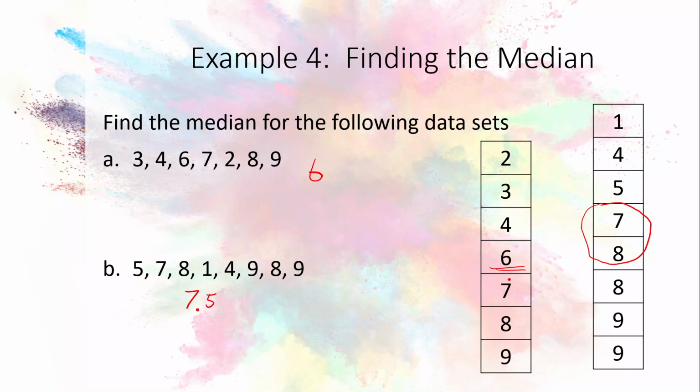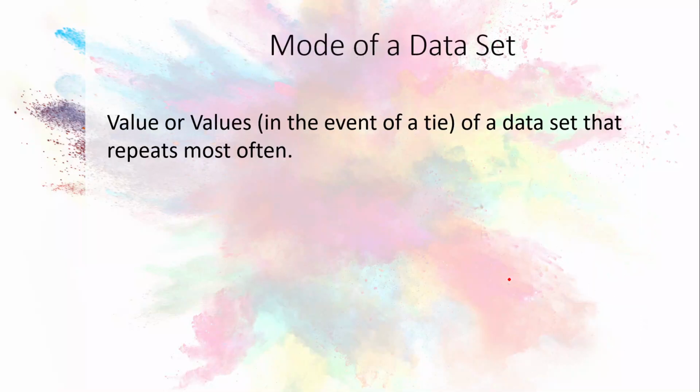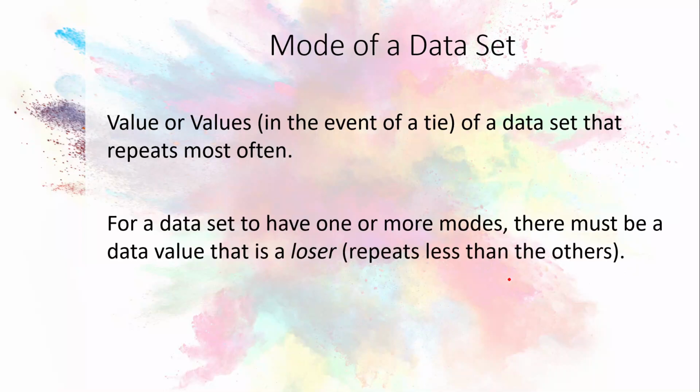And that brings us to the mode. The mode is the value or values, in the event that happens to be a tie, of the data set that repeats the most often. And here's the one thing you need to think about when you're looking at the mode of the data set. For a data set to have one or more modes, there must be a data value that is a loser. In other words, one has to repeat less than all the others.